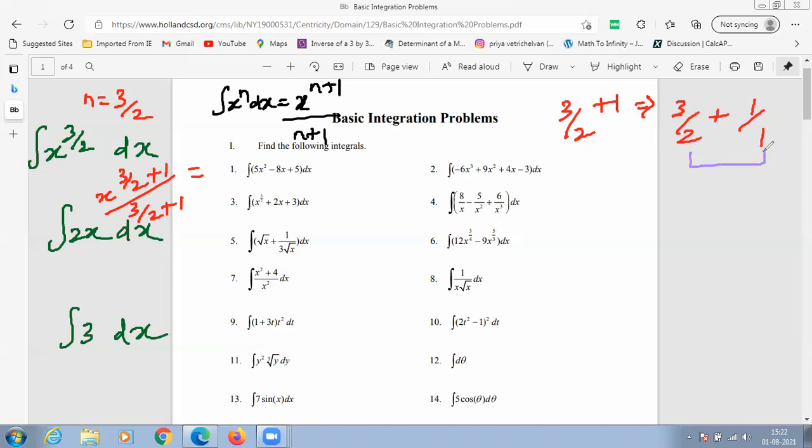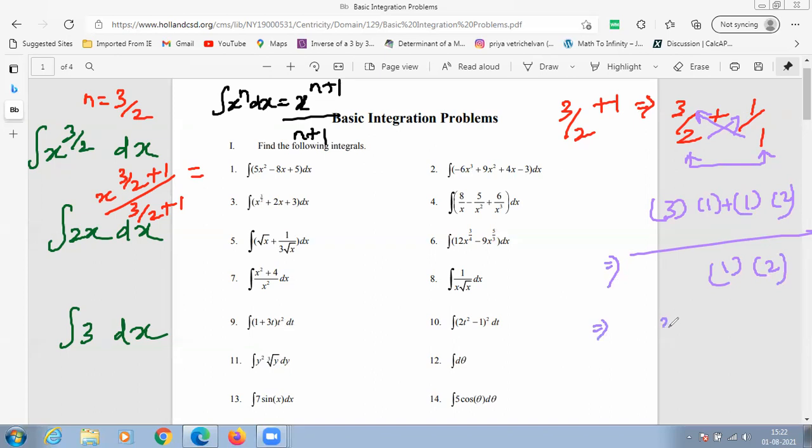And how will you simplify this? You'll multiply the denominator and the denominator. This will be the cross multiplication, like 3 into 1 plus 1 into 2 upon 1 into 2, right? So it's going to be 3 plus 2 upon 2, which is 5 by 2. So the simplification would be x power 5 by 2 upon 5 by 2.